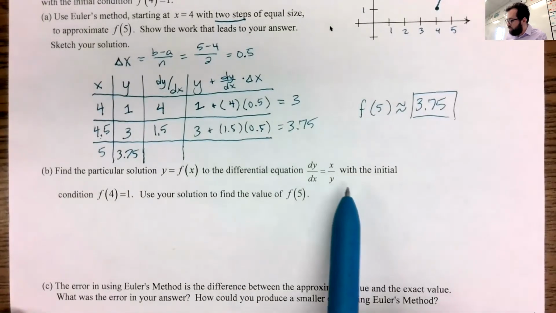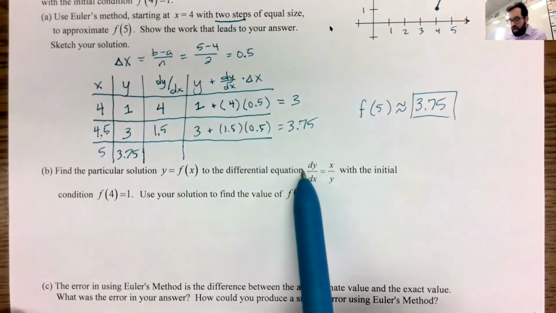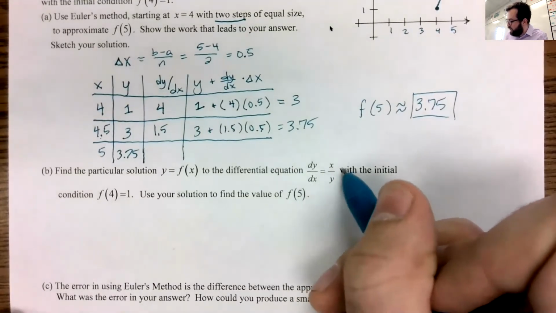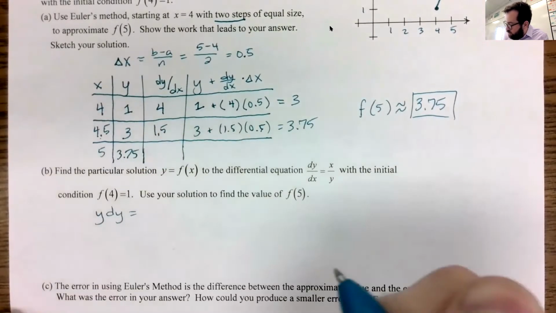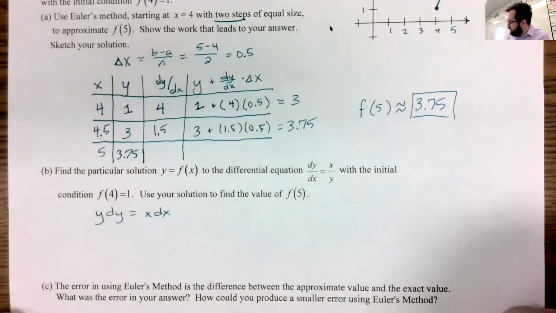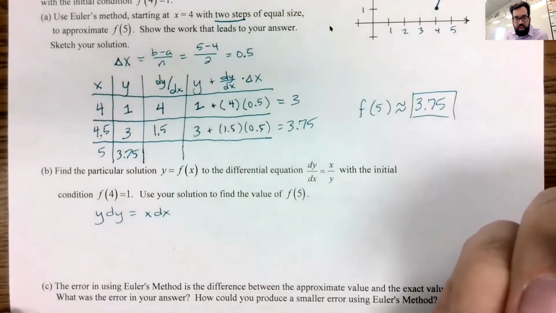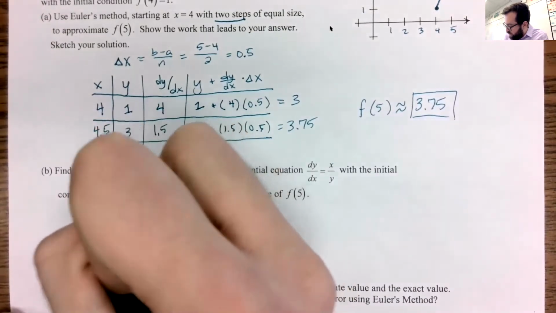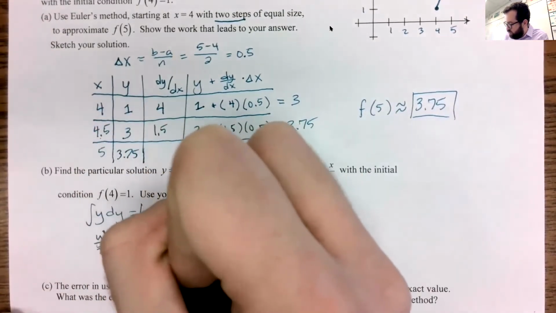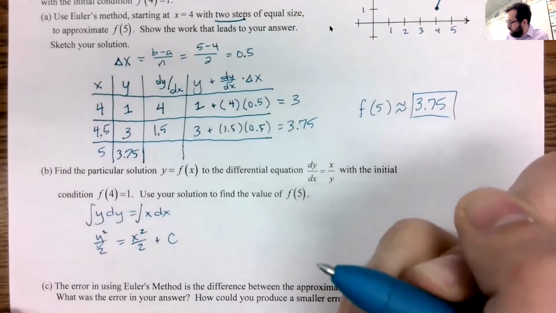So we're going to have to separate the x and the y. So I'm going to move the y to the left side, so it's with the dy, and then move the dx to the right side. So we end up with y dy equals x dx. And then I'm going to integrate both sides. So we end up with y squared over 2 equals x squared over 2 plus c.